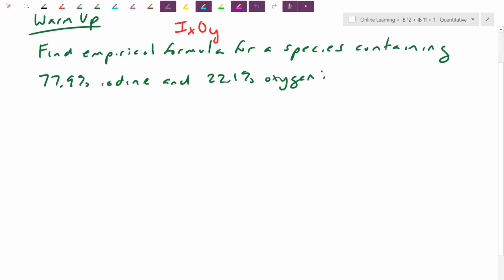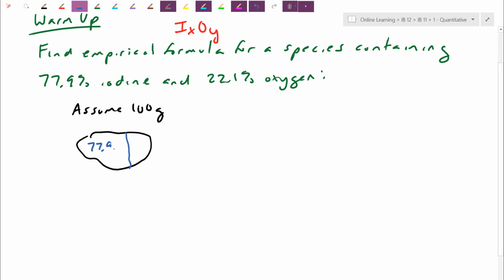So just like our very last question from yesterday, we're going to start off assuming we have 100 grams. You can always pause the video and try it out for yourself as well. Assume we have 100 because percent works really nicely with 100. Imagine 77.9 grams is iodine. Remember, iodine by itself would have been I2. This isn't iodine by itself, so when I divide, I use the molar mass of 1 I.